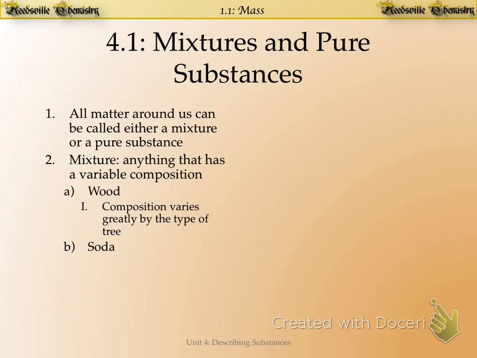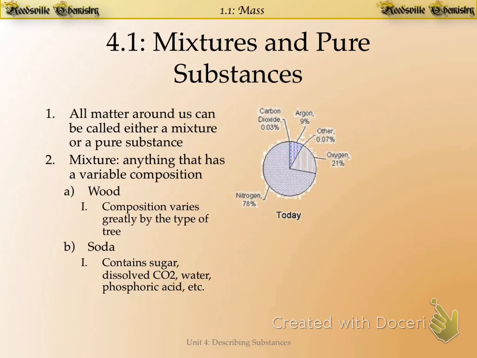Soda is certainly a mixture. If we take a soda and pour it into a glass, we can see the carbonation, the dissolved CO2 with the bubbles that are coming up. And there are other things inside of soda. You've got water and flavorings and phosphoric acid, and they're all mixed together. They're not chemically combined. They're mixed with one another.